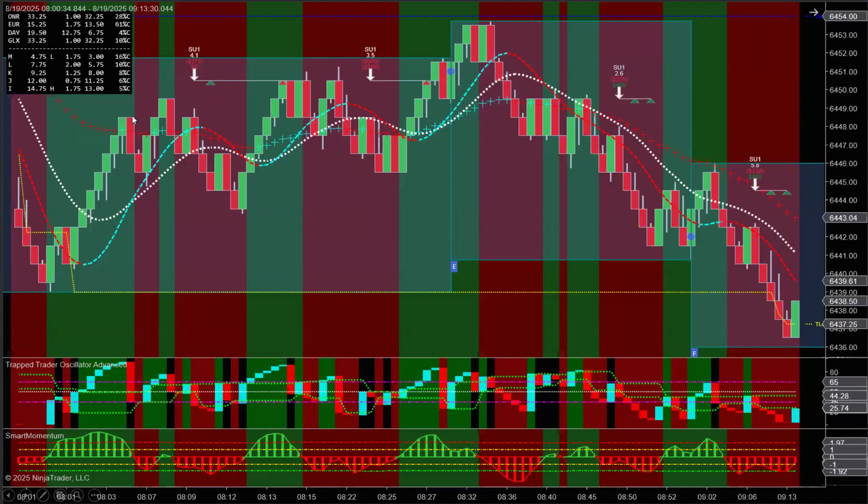This is a 5-tick trap version of it. And then you get this, defended on the red background. Red background, less than 50% taken out of that bar, defended.